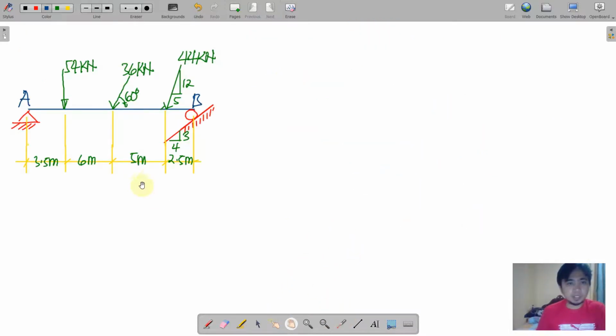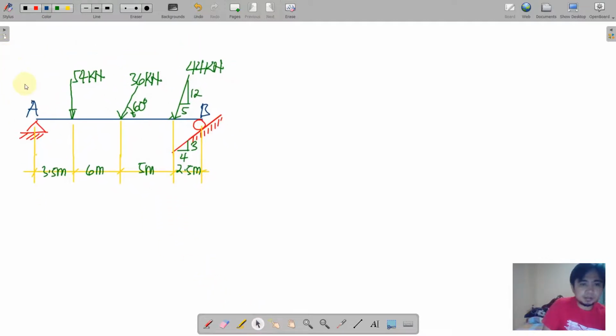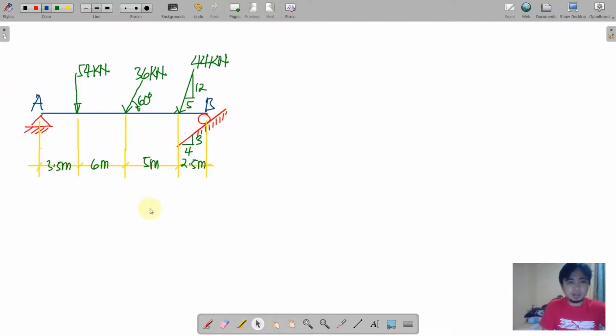Okay, moving on to the next problem, we have here a simply supported beam. However, the roller here is placed diagonally. So whatever the surface the roller is resting on, we'll just have to create a perpendicular line to that inclined surface. So in this case, let me copy this so that we'll have a free body diagram.